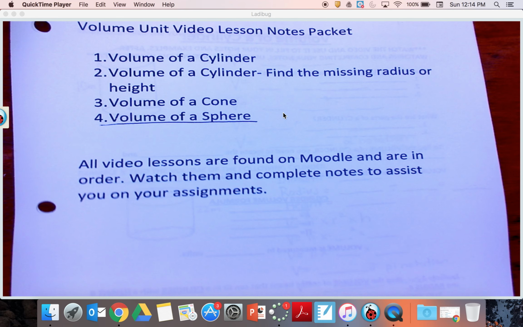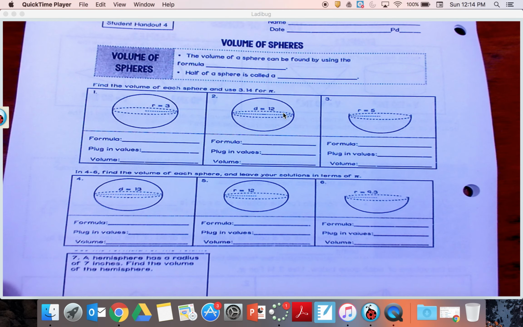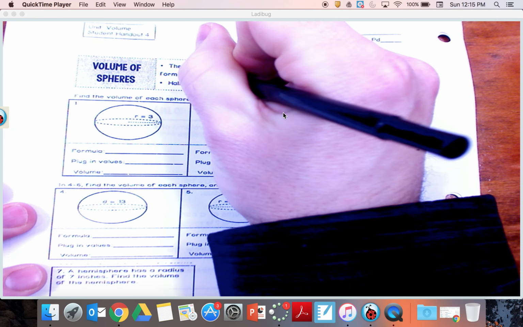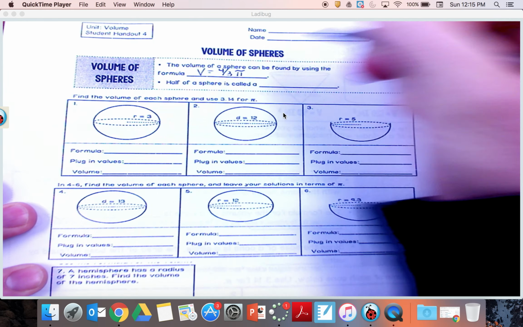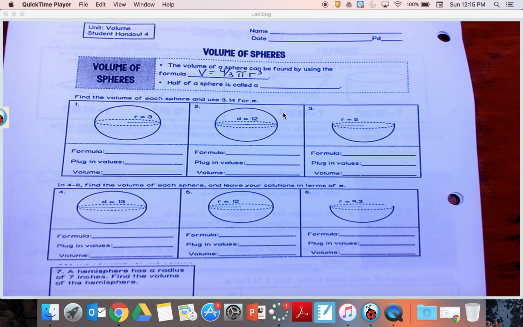So if we take our unit packet and turn to the 4th page, on the back of the volume of a sphere, we are going to be able to use this to find out what's happening. We want to fill in what the formula for volume is. The volume formula, once again, is 4/3 times pi, which we are going to use 3.14, times the radius to the third power, or cubed. That is what we're going to use to find the volume of a three-dimensional sphere, or how much stuff a sphere can hold, its capacity.